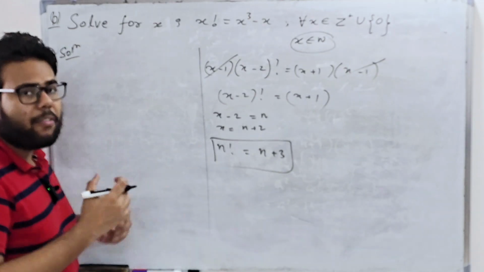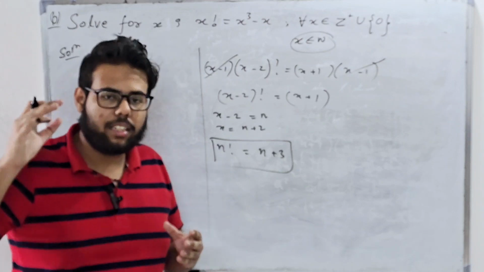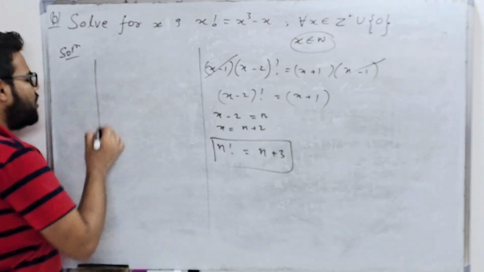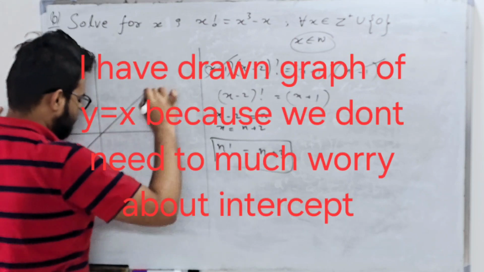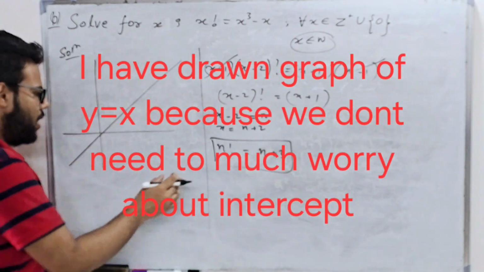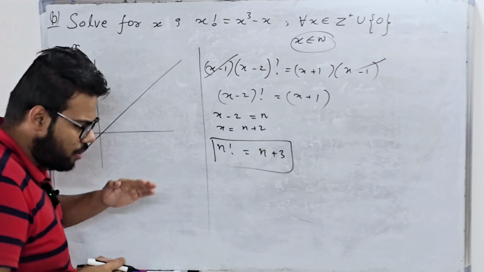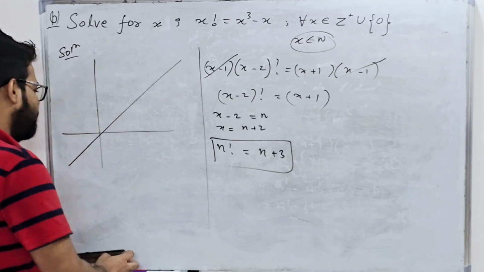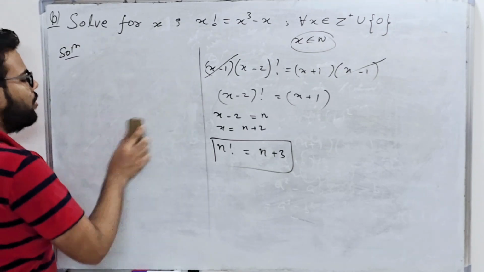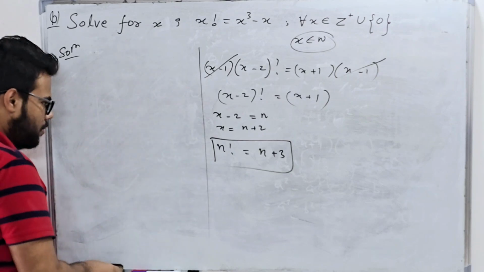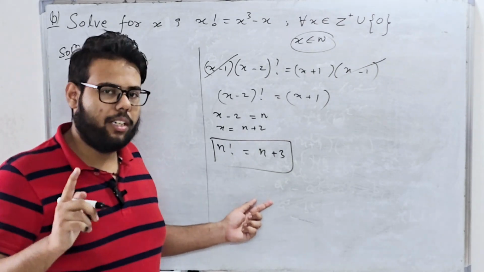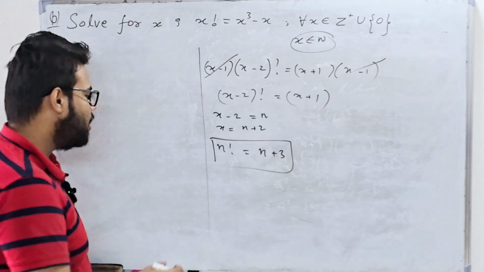Since our factorial function is a rapidly increasing function, and n plus 3 increases at a constant rate, and factorial increases very fast, how do we even compare them? It implies that they will cut each other at only one point, we can say for surety.